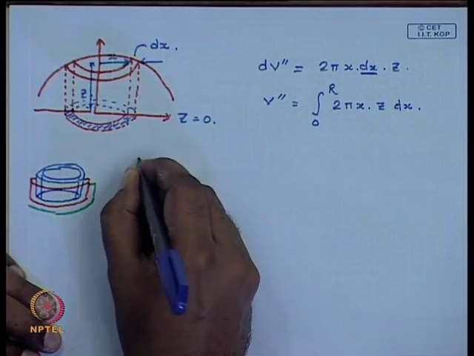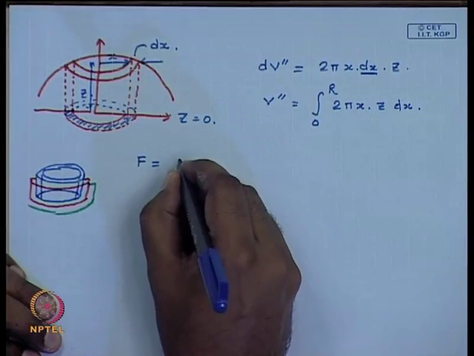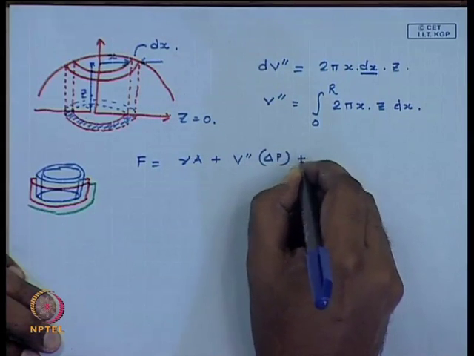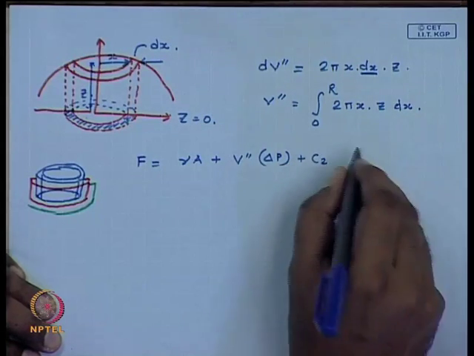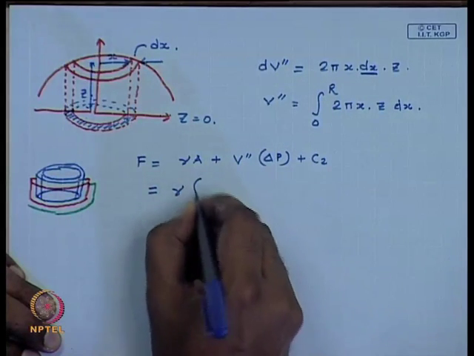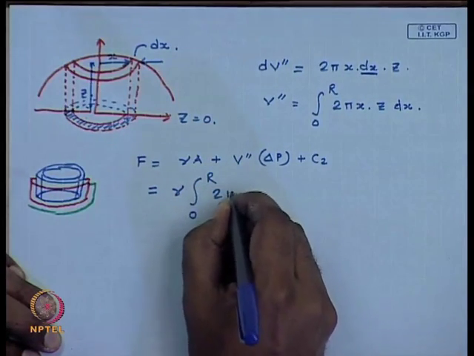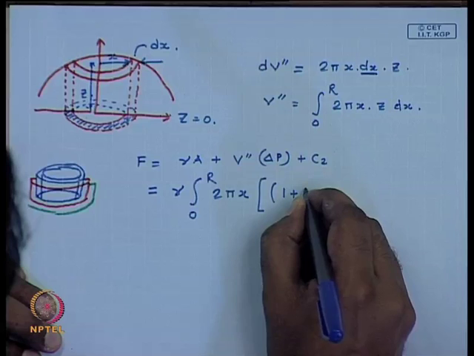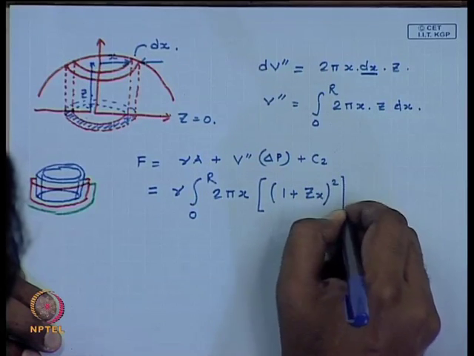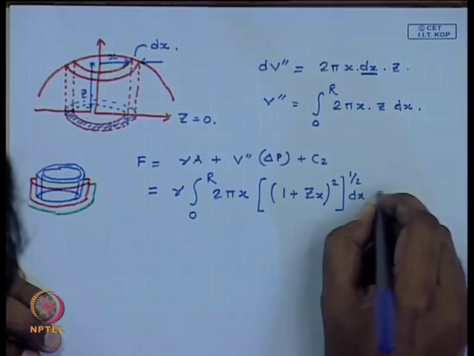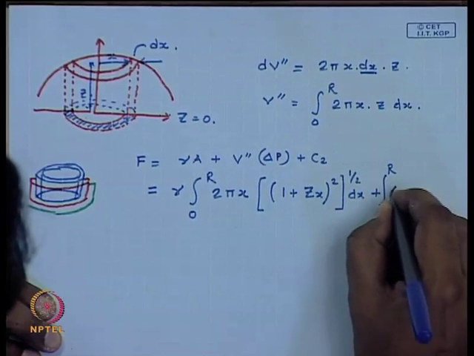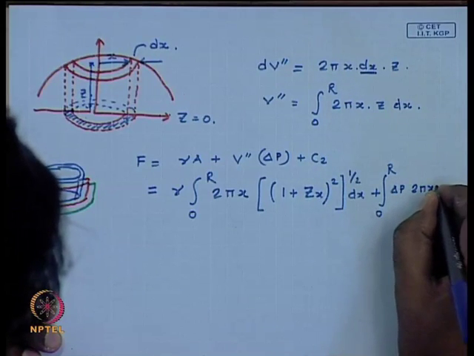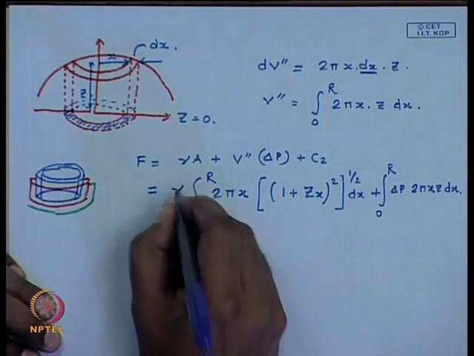So, therefore, what we have at this point of time is that you can express your F, which is gamma A plus V double dash into delta p plus C 2 as gamma into the integral from 0 to r of 2 pi x. Okay.